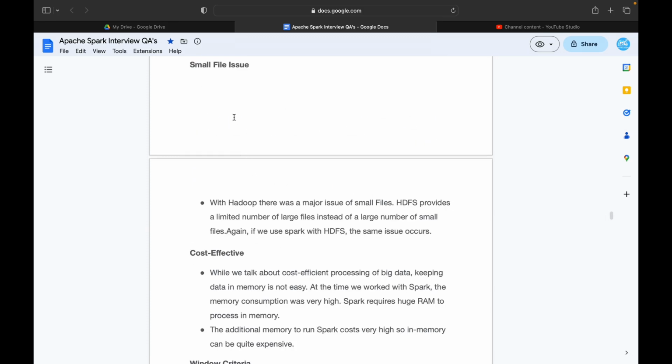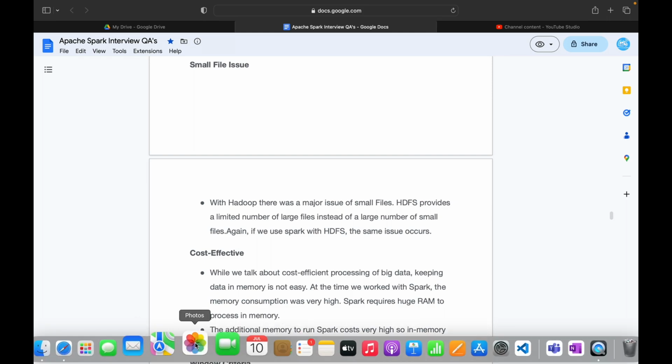And the next one is small file issues. This issue has been with Hadoop as well. Since we are using HDFS, the same thing is applicable to Apache Spark as well.